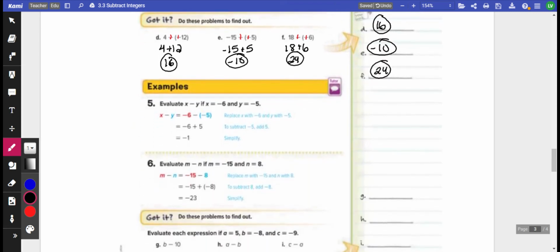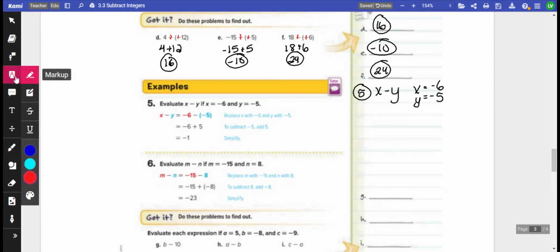All right, number 5. I'm going to evaluate x minus y if x equals -6 and y equals -5. I'm going to show this work off to the side. So I'm going to have the expression x minus y. I know that x equals -6 and y equals -5. Well, it's kind of like if you guys are playing sports or perhaps an instrument and someone needs to sub in for you. Well, the letter x, I know the letter x is represented by -6.